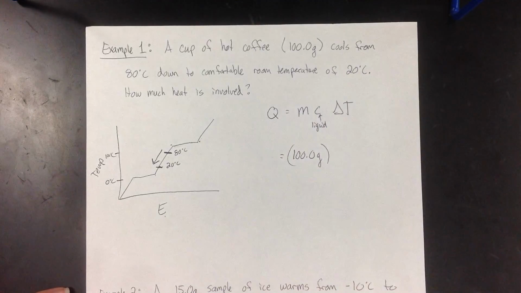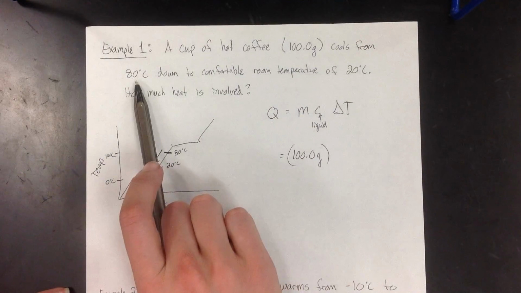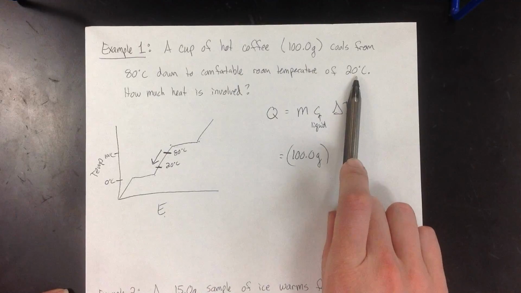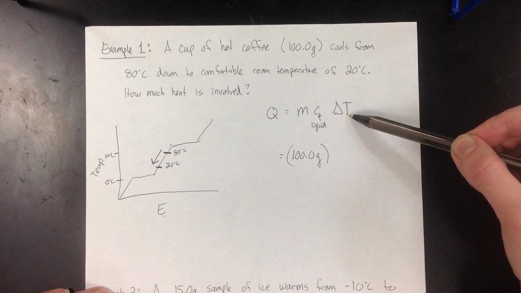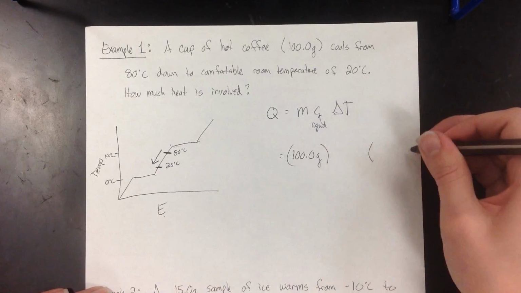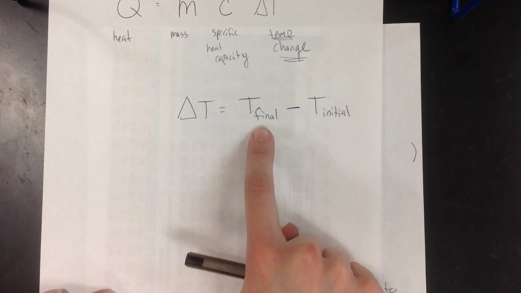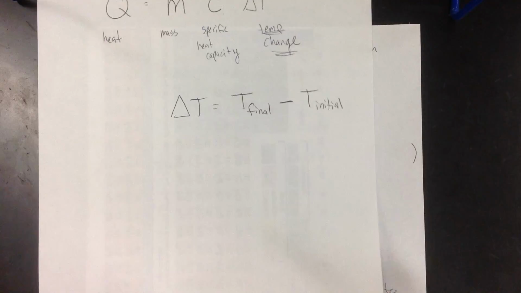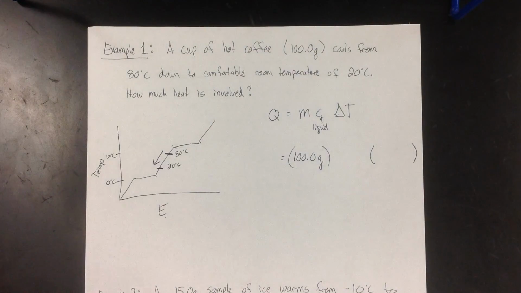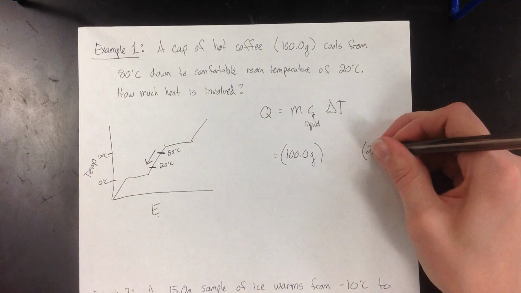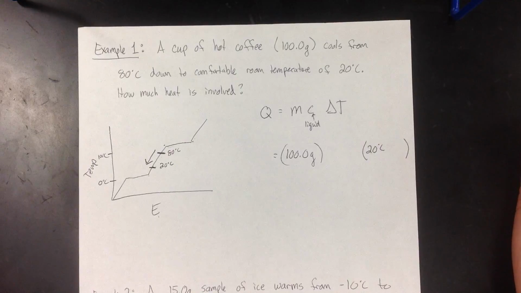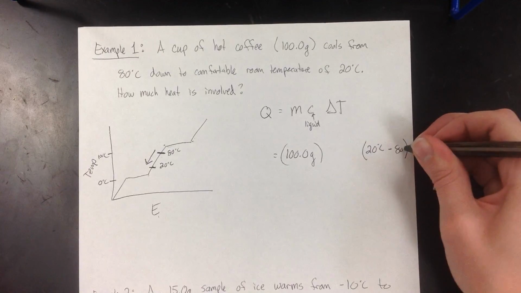Because it's grams, it's the amount of substance that I have. It cools from 80 to comfortable room temperature, which is 20. Those are the temperatures I'm given, so that's going to help me find my final temperature. Something to keep in mind is that your temperature change is your final minus your initial. So whatever you end on minus what you started with. I ended on 20 degrees Celsius. So I'm going to put in my 20 degrees Celsius minus my 80 degrees Celsius.